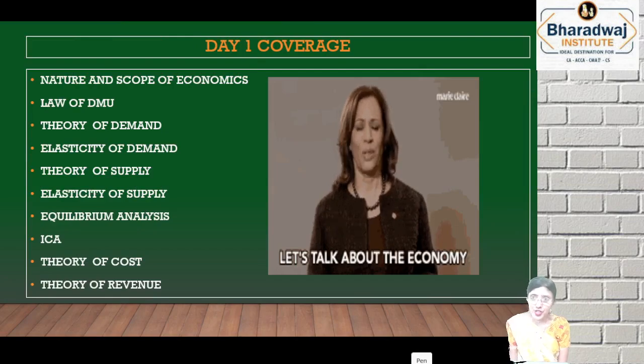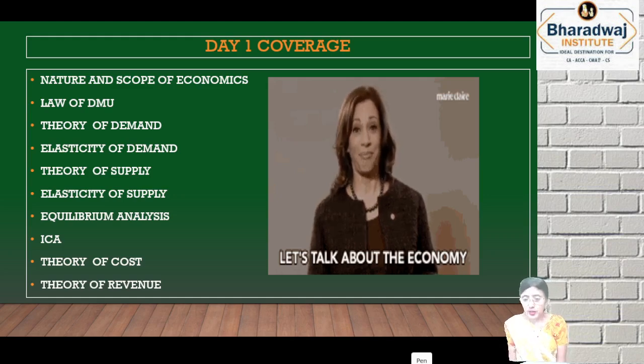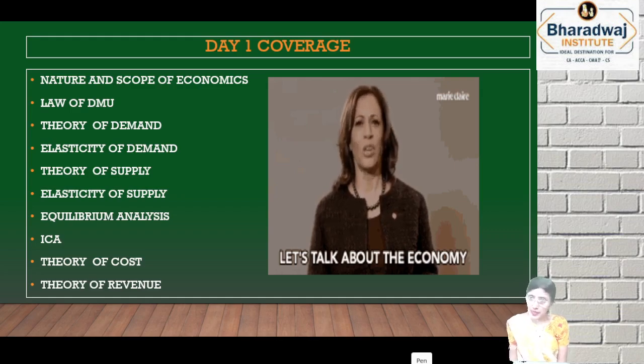Day 1 coverage. Nature and scope of economics, exhaustive part 1 to part 5. Law of DMU, theory of demand, elasticity of demand, theory of supply, elasticity of supply, equilibrium analysis. What is ICA? Expand. Indifference curve analysis. Very good. Indifference curve analysis. Then theory of cost, theory of revenue.